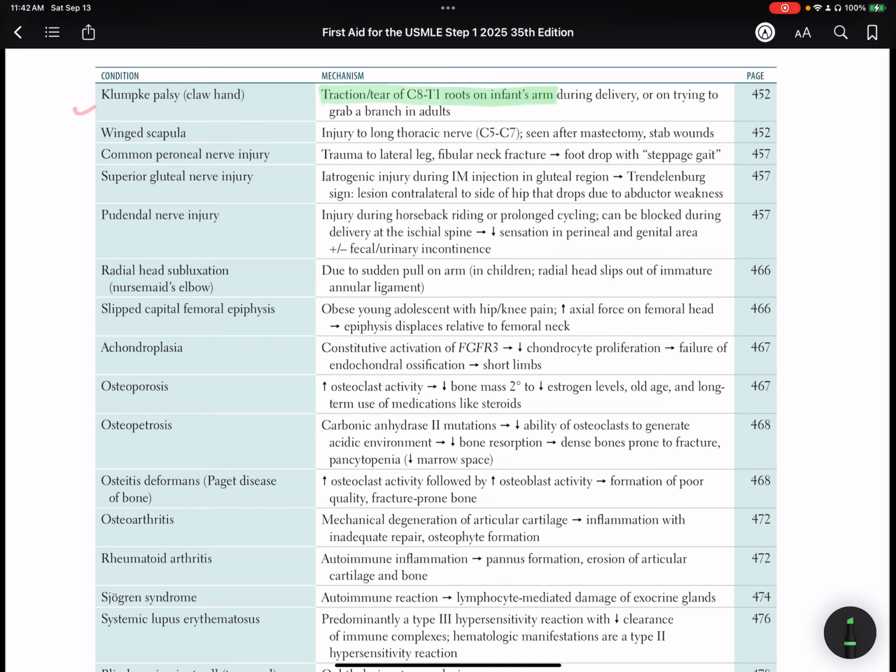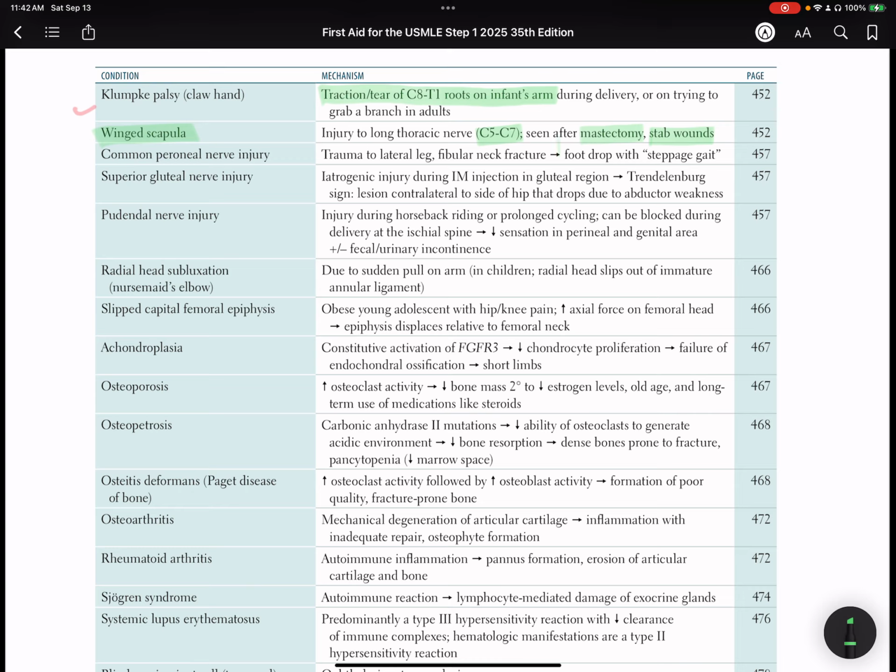When do you see winged scapula? Winged scapula is when you have injury to long thoracic nerve, C5, C6, C7, seen after mastectomy or stab wounds.